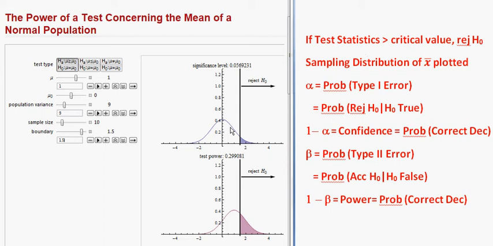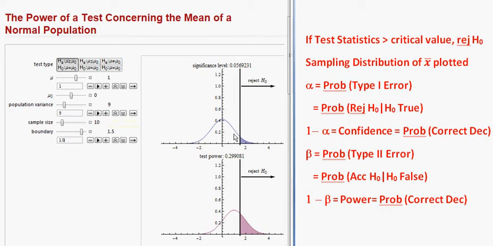Using the central limit theorem, we know that the sampling distribution of x bar is normally distributed with mean mu naught, 0, and the standard deviation is sigma over square root of n. In this case, sigma is 3, divided by square root of 10, so it's a little less than 1. On the x-axis, x bar is plotted, and you can see that the possible values of x bar are anywhere between -3 and +3.